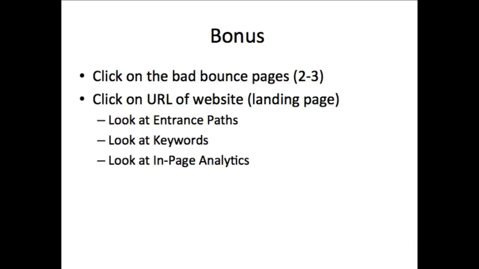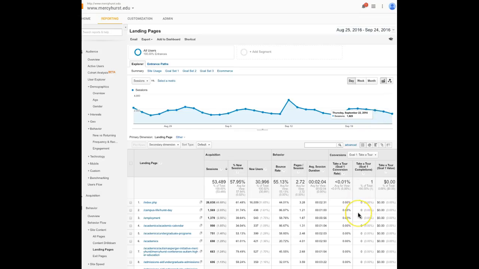And so then what you want to do is click on the URL of the website, the actual landing page, look at the entrance paths, look at the keywords, look at the in-page analytics. I'm going to show you how to do that with Mercyhurst's site. So once again, I'm on the Mercyhurst analytics page, which you don't have access to, but it's the best way that I can show you how this works, since Google Merchandise Store is not cooperating with me. So we've already talked about how to get here.